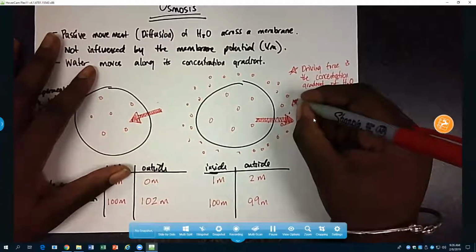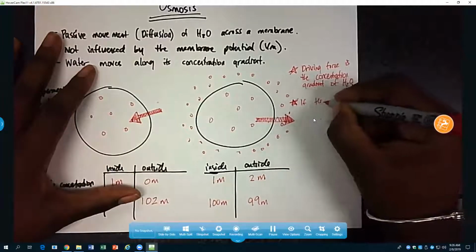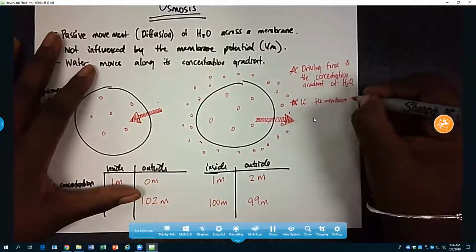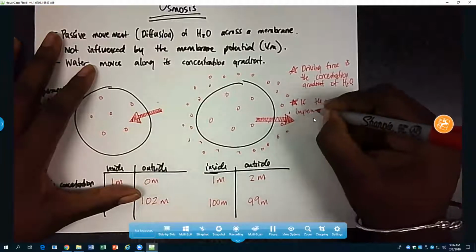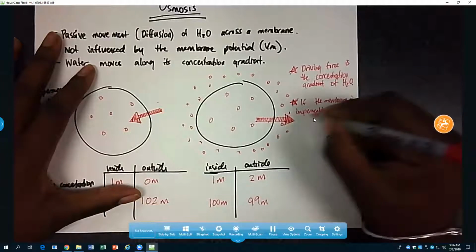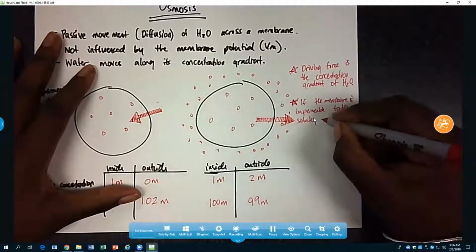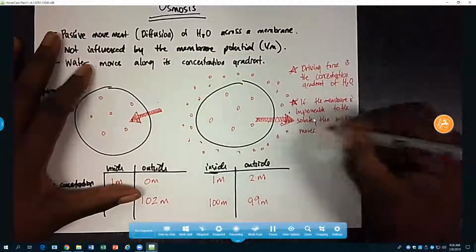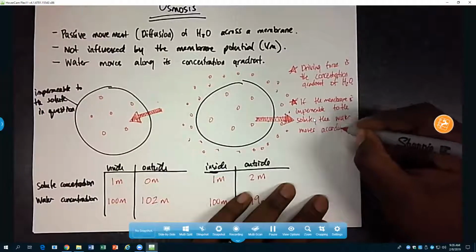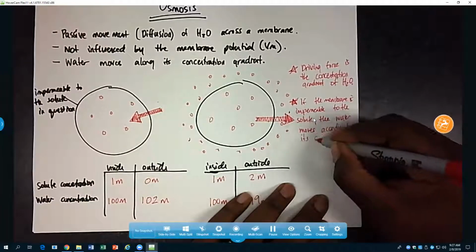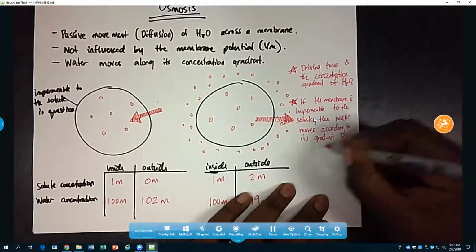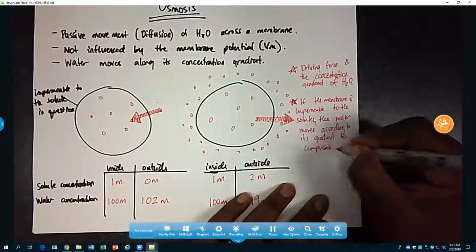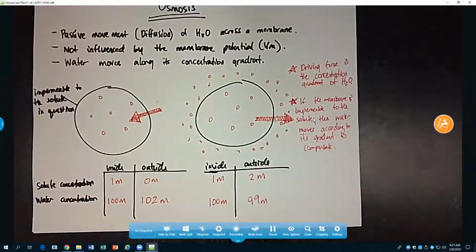The second thing we want to point out is if the membrane is impermeable to the solute, then water moves according to its gradient to compensate. Okay, so if the membrane is impermeable to the solute in question, then water will move according to its concentration gradient to compensate for that.